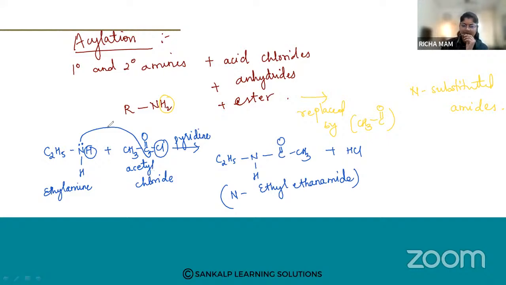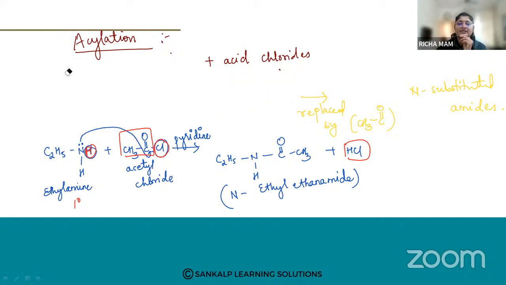So what is happening here? The hydrogen atom of the amine is replaced by the acetyl group, the CH3CO group, this group. So your hydrogen atom is replaced by this group and you get HCl. This H and this Cl will combine to give you HCl. Is it clear? Now I have taken the first one as a primary amine.